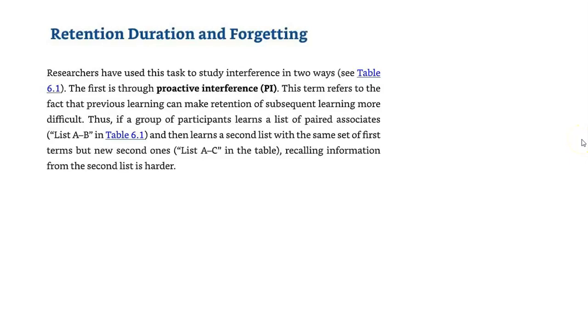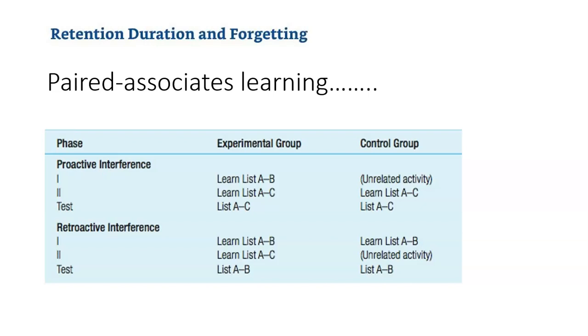Well, back to this idea of interference. Proactive interference is when previous learning can make retention of subsequent learning more difficult. So, for instance, and this next slide will contrast the two.